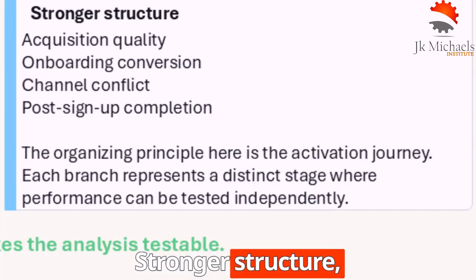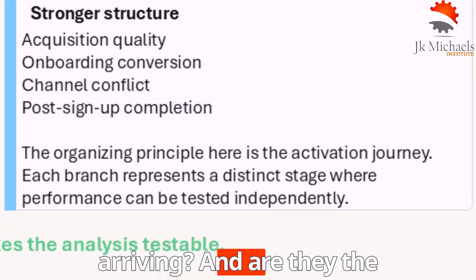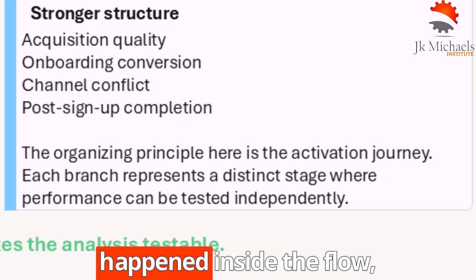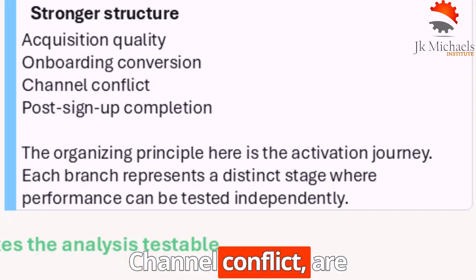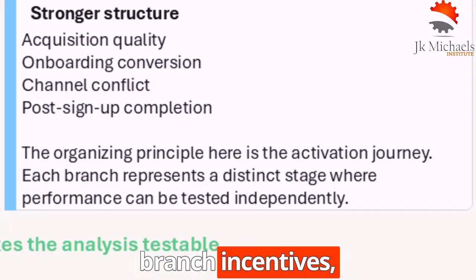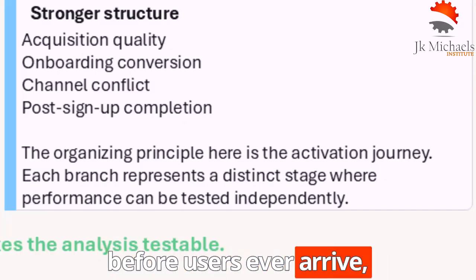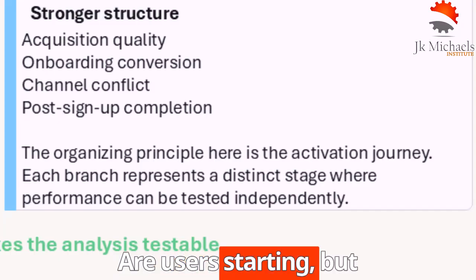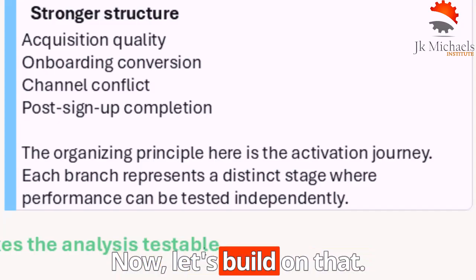Stronger structure. Acquisition quality: who is arriving, and are they the right people? Onboarding conversion: what happened inside the flow and where do users drop? Channel conflict: are branch incentives suppressing digital uptake before users ever arrive? Post sign-up completion: are users starting but failing to finish, and why? Now, let's build on that.